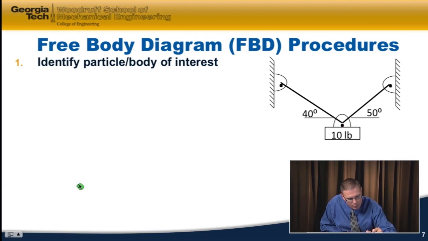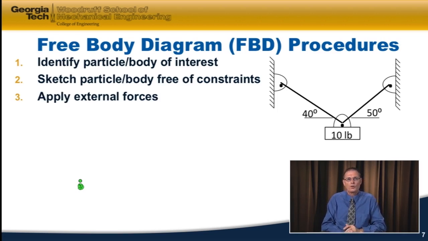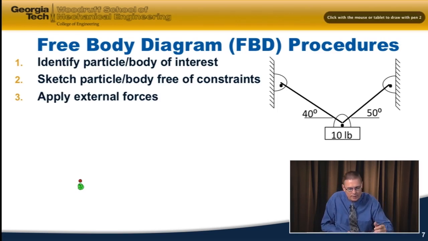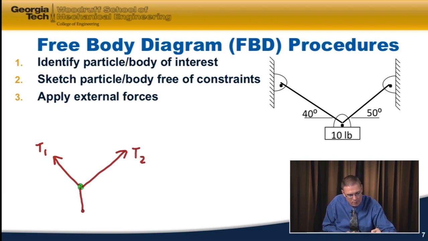I just draw it as a point or a particle. And once we've done that, we sketch the particle free of constraints. We look at it as if it's disconnected from the rest of the world, standing there by itself as a particle. And then we apply any external forces that are acting on it. In this case, as I mentioned, we have a tension up and to the left in this cable, which I'll call tension 1. And we have a tension up and to the right in this cable, which I'll call tension 2. And then we have a weight down, which is 10 pounds.